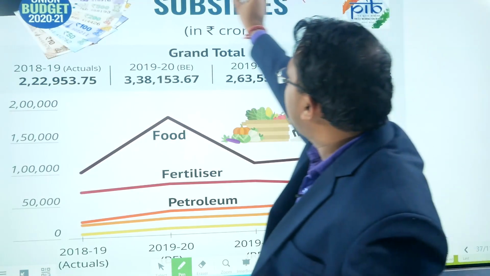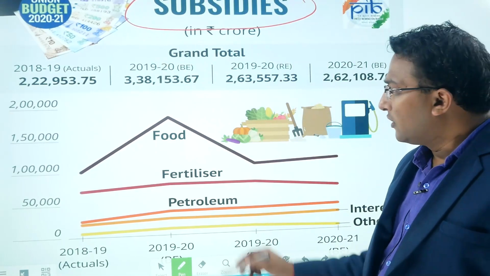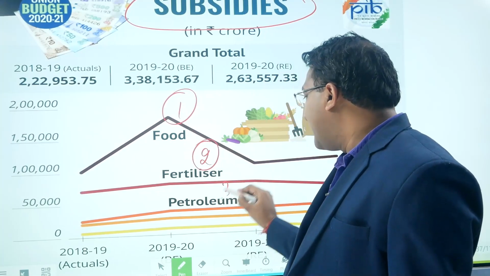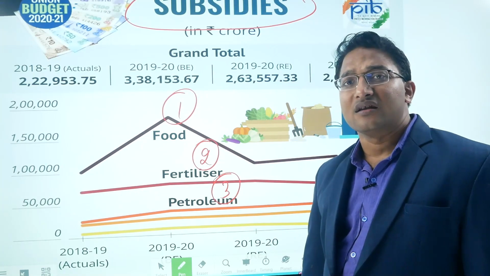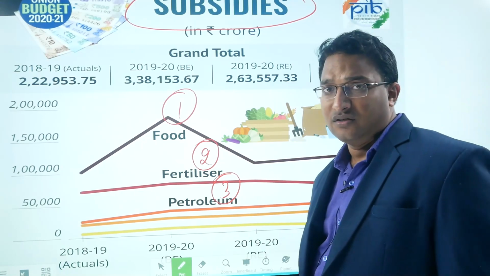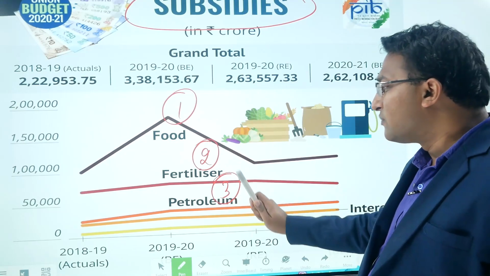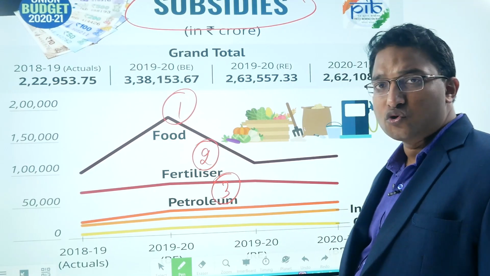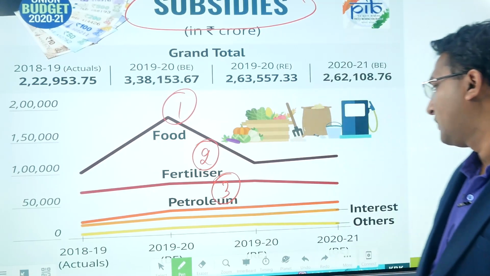Overall, just see the relationship of the different subsidies. Food subsidy is the highest, fertilizer subsidy is the second highest, and petroleum subsidy is the third highest. In the examination, they can ask which of the three subsidies is the highest, or they can ask the relationship that food is more than fertilizer is more than petroleum, and whether the statement is right or wrong. They can ask the question like this. Otherwise, you don't need to remember anything else.